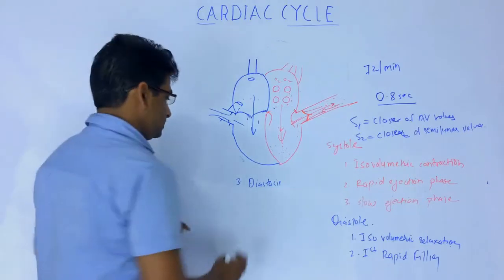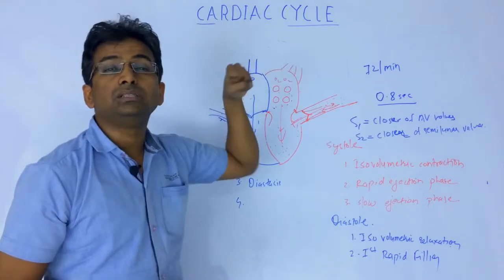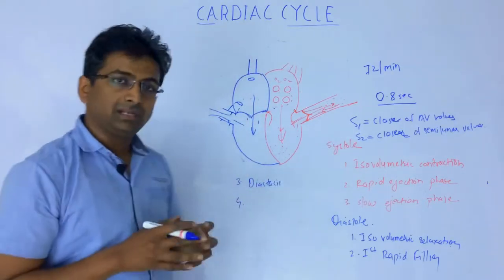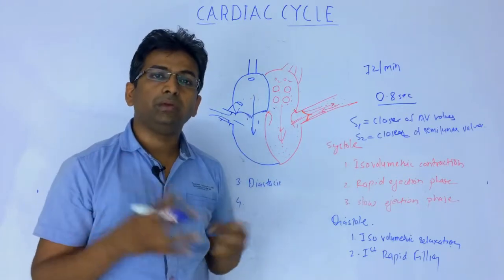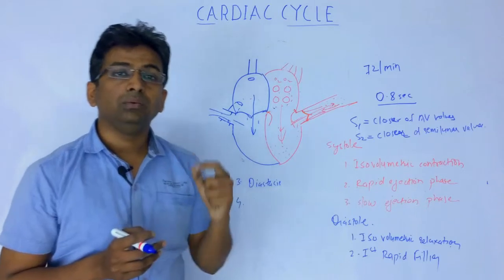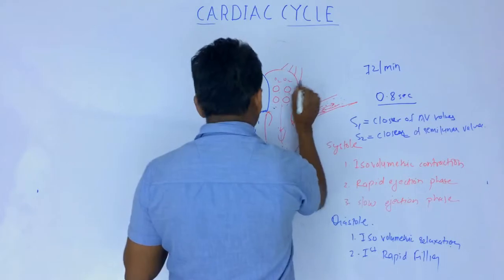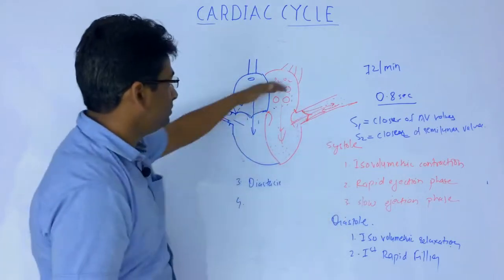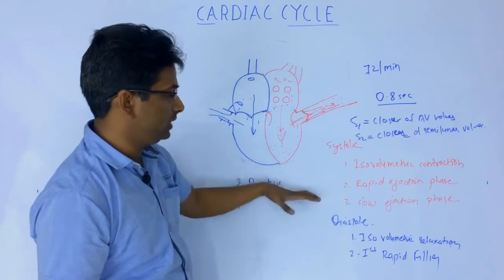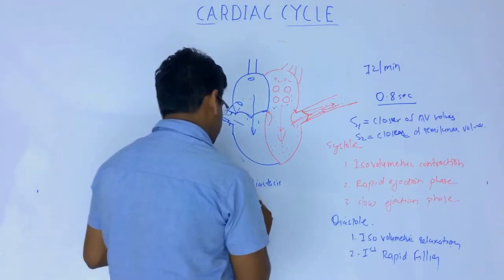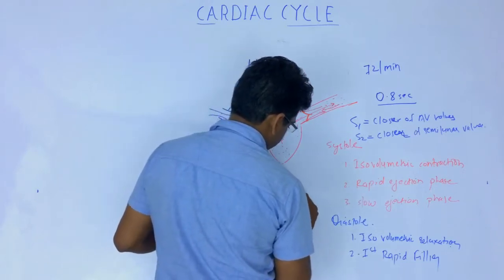Okay, then what happens next is interesting. Next, the atria will contract actively, that is atrial systole. The ventricles are still relaxing. In the last part of relaxation, the atria will actively contract. That is called atrial systole. And the remaining 20 to 30% of the blood will be squeezed from the atria into the ventricle. That is called second rapid filling.